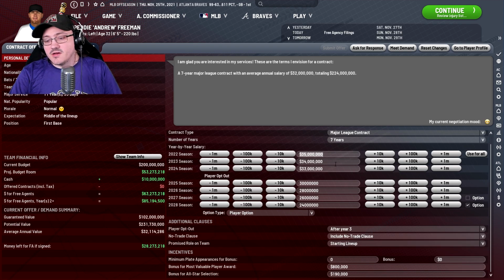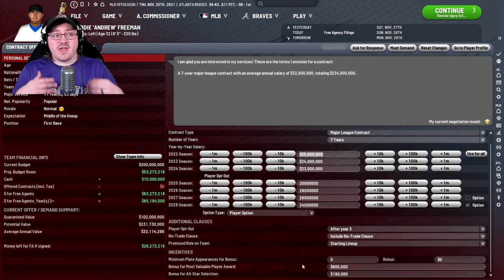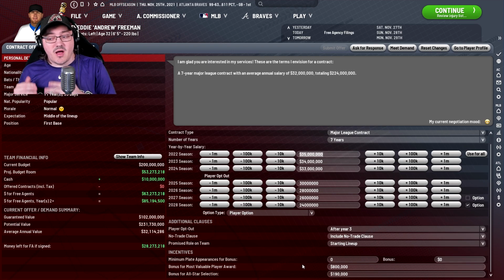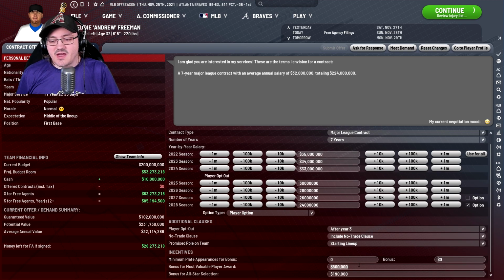All right? Now, the last things are the incentives. The incentives are a way for you as an organization to be able to get the most out of your player while giving them opportunities to make extra money. As you can see, Freddie already has $800,000 as a bonus if he wins the Most Valuable Player award at the end of the season. He also has asked for about $200,000, $190 in this case, if he is considered an all-star selection.